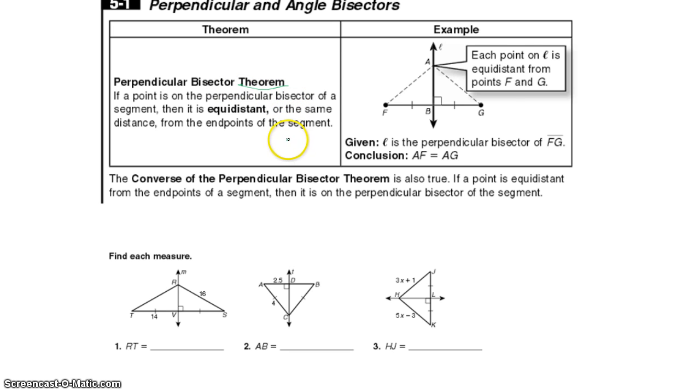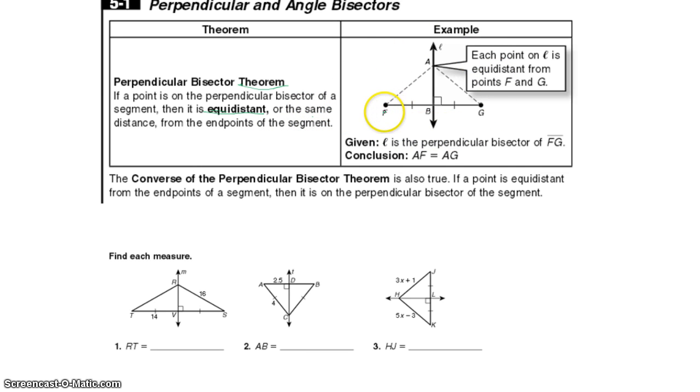All right, your perpendicular bisector theorem states that, and here it is, if a point is on the perpendicular bisector of a segment, then it is equidistant. And equidistant, what does that mean? It means the same distance from the end points of the segment. Let's come over here and take a look at our picture.